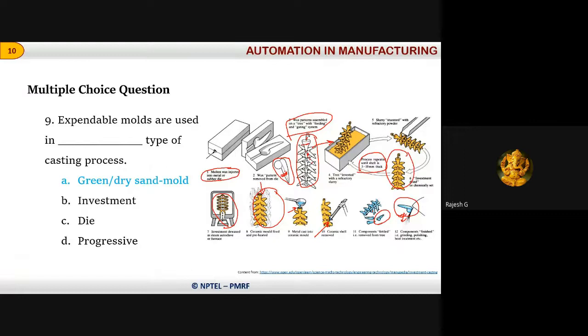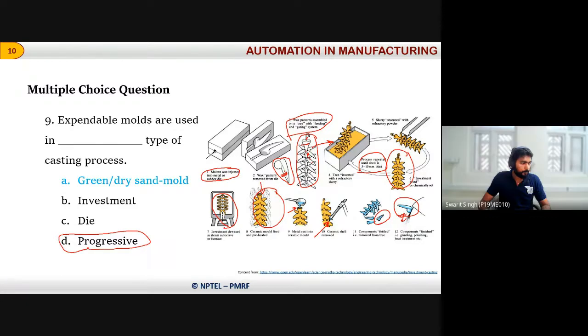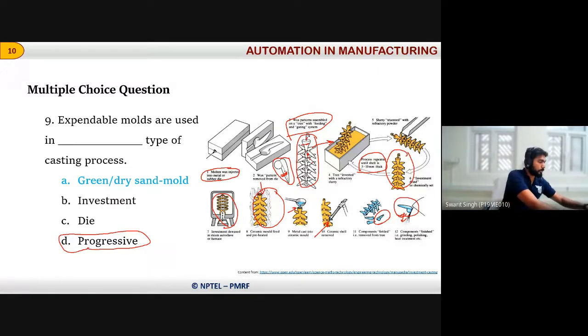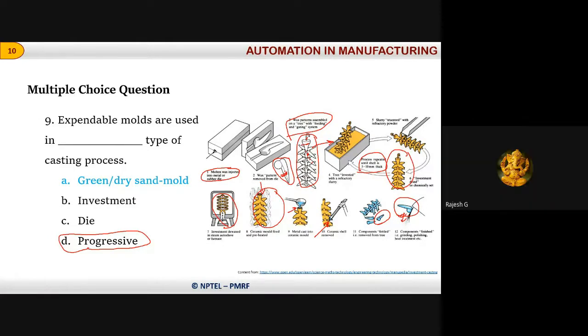Sir, and on one thing, sir, can I explain progressive mold casting, please? Okay. Hello. Yes, sir. I need information on progressive molding, sir. Okay, you want the information about progressive mold casting, right? Yes, sir. Okay, so we'll take this question last, after completing this section. Yes, sir.